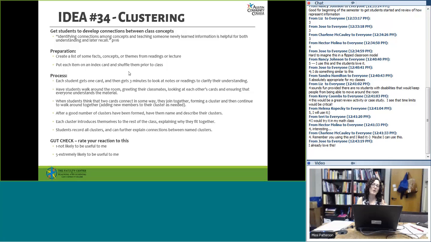So your job really is going to be to pick the breadth of the material that you want them to attack and then to come up with specific instances or parts of that material that you're going to represent on individual index cards or pieces of paper, whatever you've got. So when class starts, you give each student one card and they get 3 minutes or some other amount of time to take some time looking over the reading, reviewing their notes, thinking about what that card has to do with what they've been covering in the past. That's their preparation phase. And then you give them time to move around.